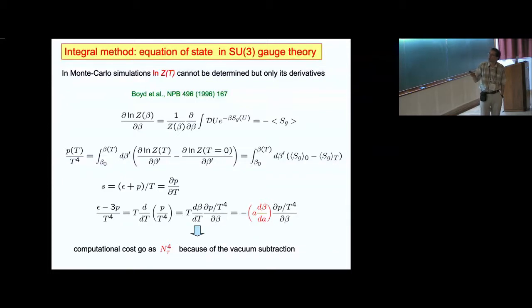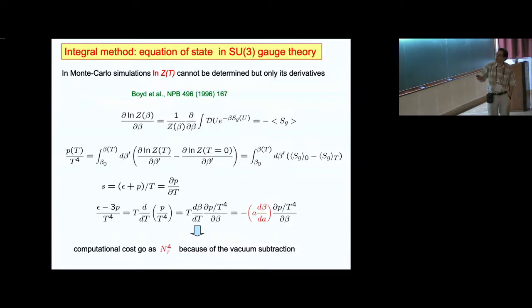So if you just take the standard path integral of the logarithm of the partition function, then taking the derivative, you see that you get the expectation value of the gauge action, and the expectation value of the gauge action is something we could calculate. Now, if you want to calculate the pressure, you have the derivative of the logarithm of the partition function, so you have to integrate in order to calculate the pressure.